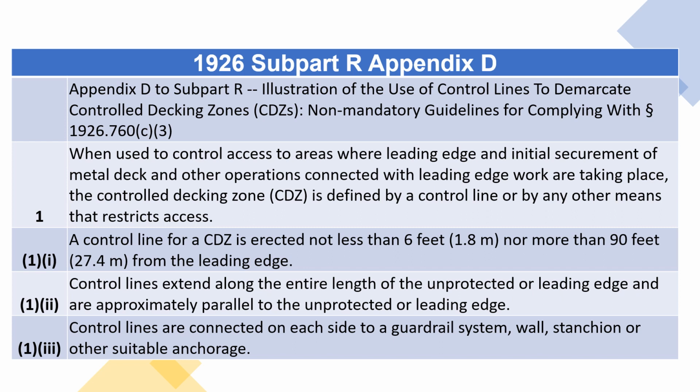1-1 through 1-3, a control line for a CDZ is erected not less than 6 feet, 1.8 meters, nor more than 90 feet, 27.4 meters from the leading edge. Control lines extend along the entire length of the unprotected or leading edge and are approximately parallel to the unprotected or leading edge. Control lines are connected on each side to a guardrail system, wall, stanchion, or other suitable anchorage.